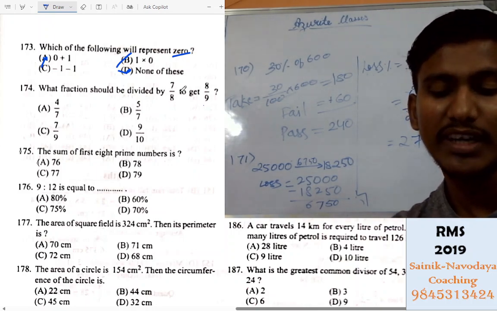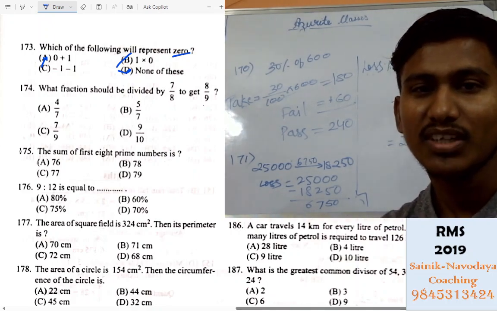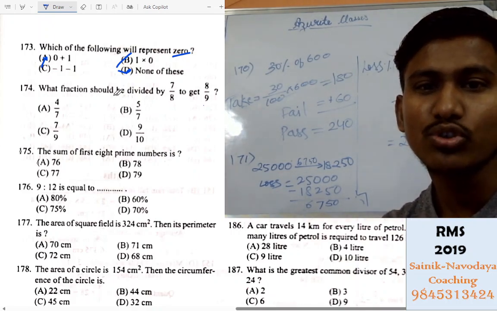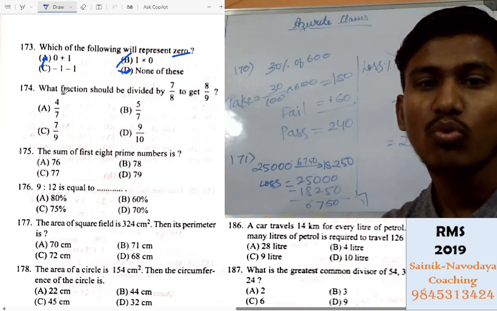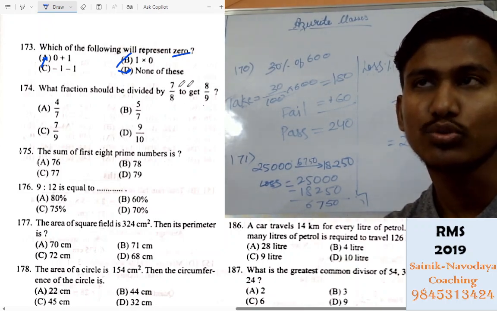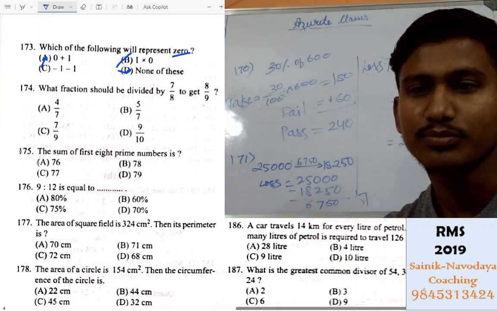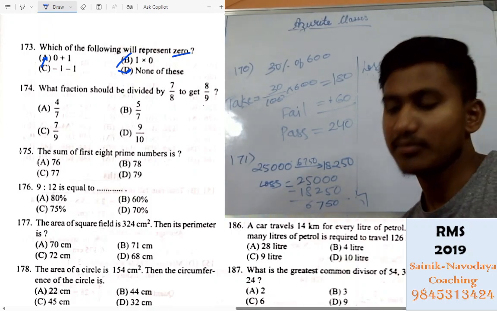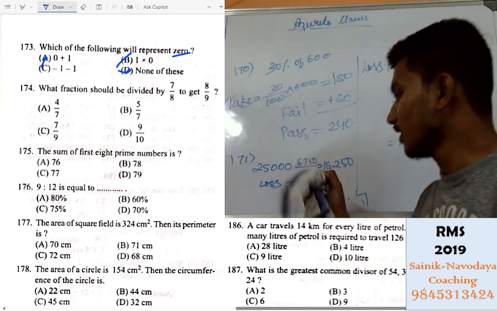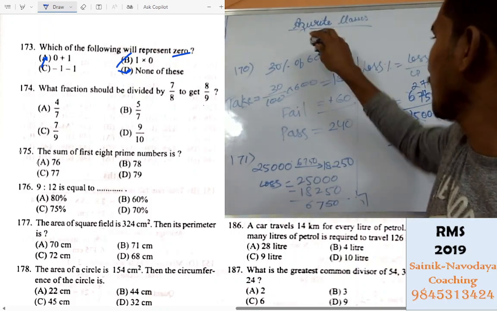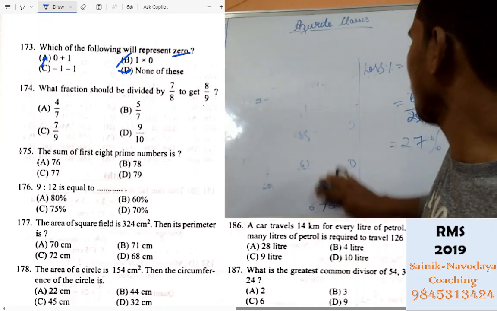No, not divided. So fraction should be divided by what? Fraction should be divided by 7 by 8 to get this. So we have to multiply these two, right? I will show you how. Okay now. So see here. Cross multiply, no? That is what. So here 171 is done. So see here.